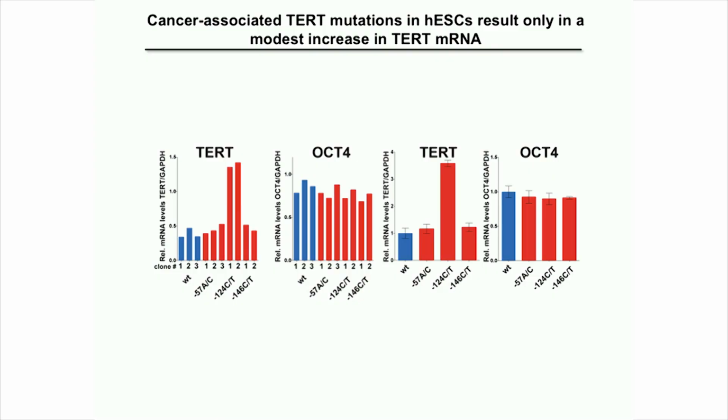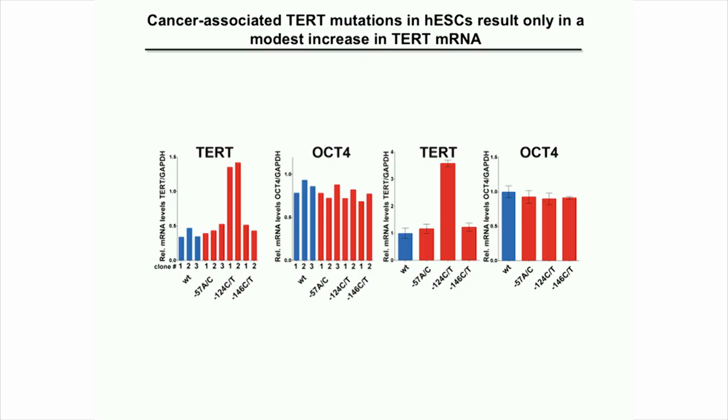And there was the first surprise, because these 3 mutations occur in tumors. However, this mutation 124 bases upstream is the most frequent mutation. And this mutation is the only one out of these cancer mutations that actually resulted in a transcriptional upregulation of TERT. The other 2 did not.